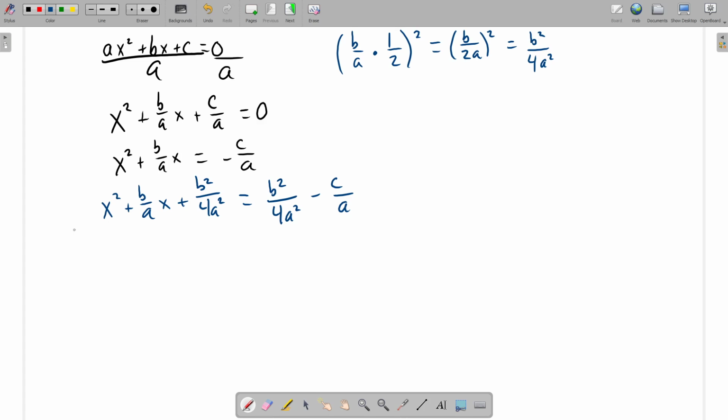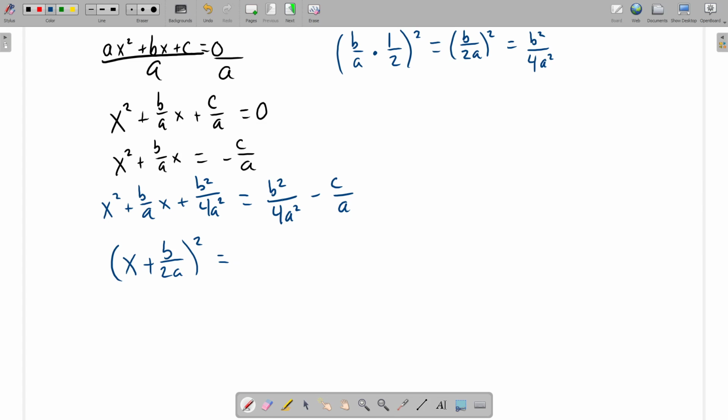Now that we have this left side as a perfect square trinomial, we can factor it very easily. It will factor into x plus whatever our b divided by 2 term is. And when I say b, I mean the number in front of x. So in this example, it's b over a. So when we divided it by 2, we got b over 2a. So this is going to factor into x plus b over 2a, squared. And that's a little trick that we learned in the last video.